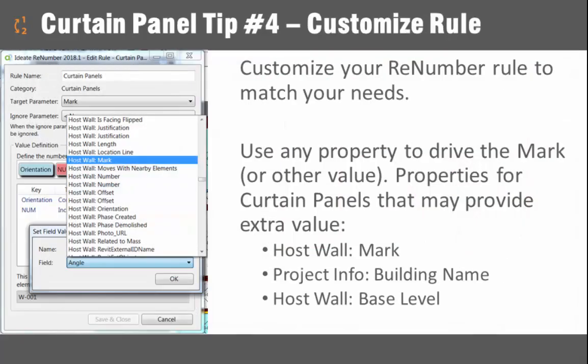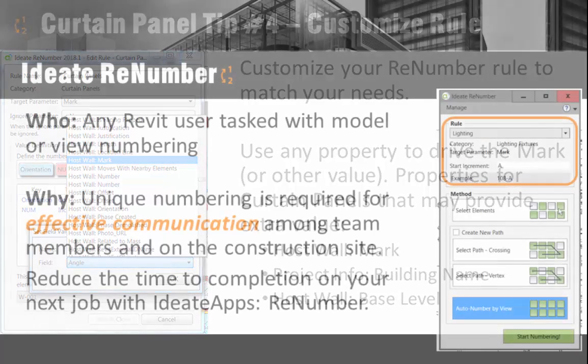And for our last tip, definitely consider looking into customizing your rules. For curtain panels in particular, properties that might be useful would be the host wall mark, project info properties, or some of the host wall properties such as base level.